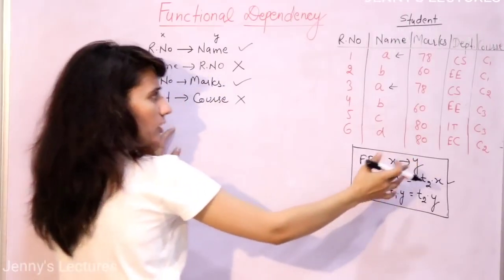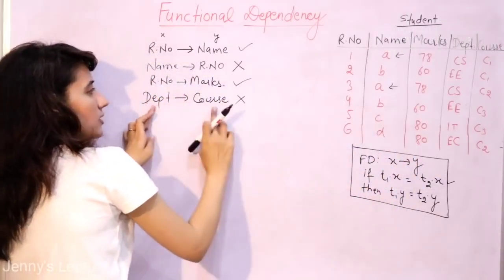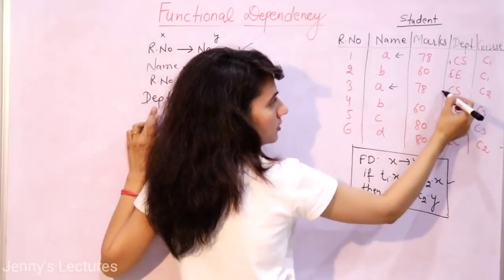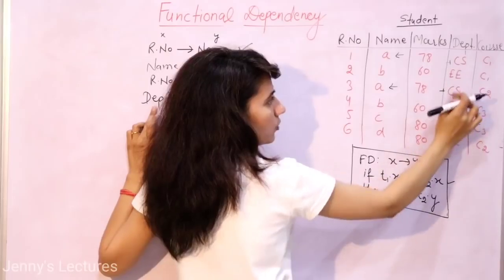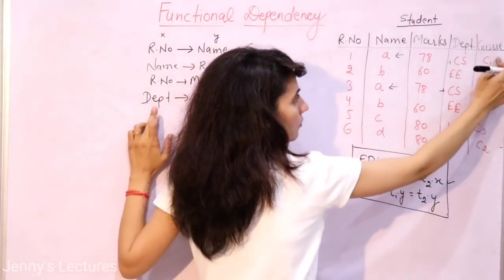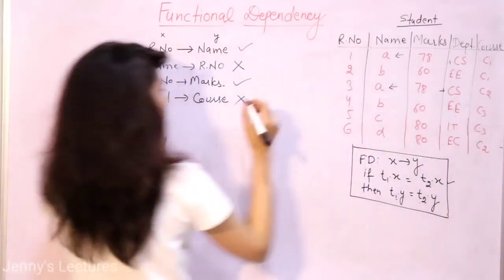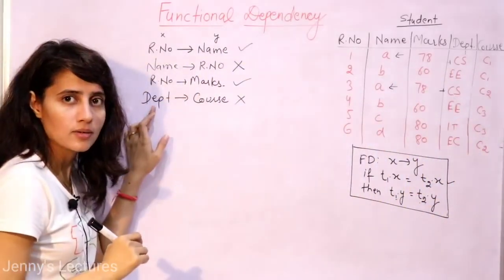Or the same you can check with the help of this formula, this is X, this is Y. So check out the tuples which have repetition, this and this have the same value. Now for this check the value of Y, here we have C1, here we have C2, but the value of Y should be the same. So this is not a functional dependency here, right?